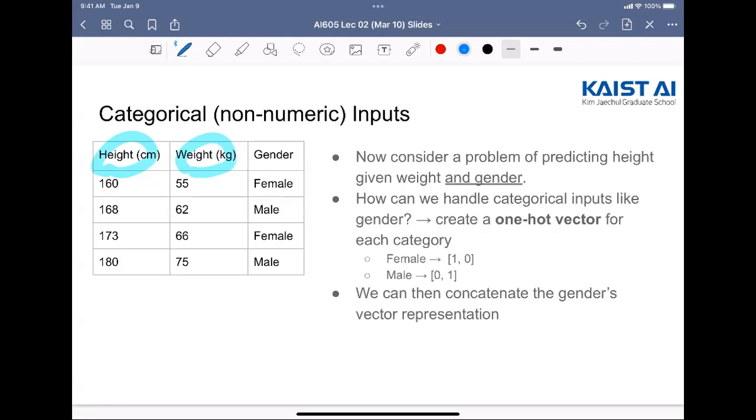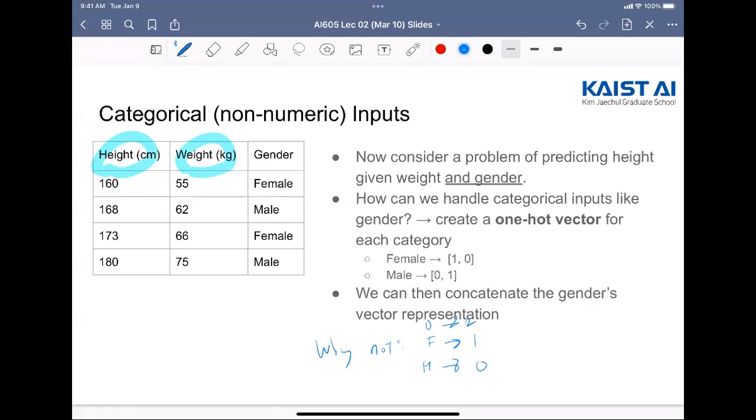You might also ask, why don't we instead, for instance, just map male to 0 and female to 1, not a two-dimensional vector? So actually, for binary input, this works. But what if there are three categories? Let's say we have another gender, and this other gender will then be assigned to two.